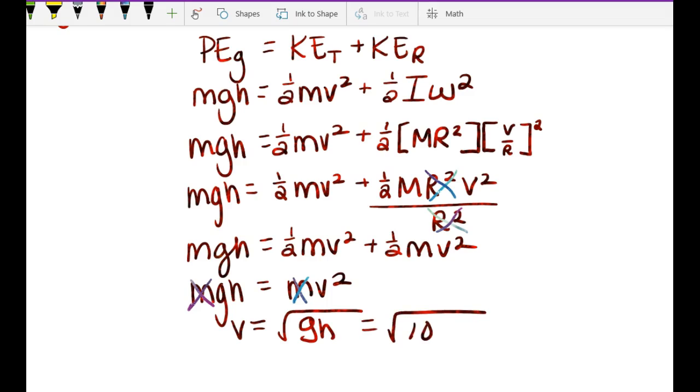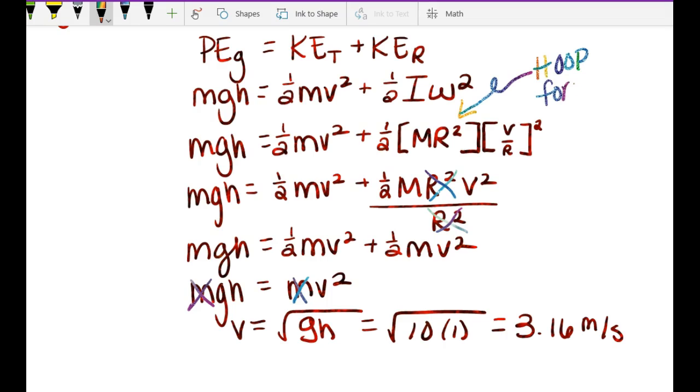Now we have gravity and we have the height, so that's how we're going to solve problems like this every time. It's the easiest thing to plug in, so we want to get it down to the easy formula that we have right in front of us of velocity square root gh. We end up with a speed 3.16 meters per second. So again, just to make sure, the formula for a hoop for inertia is mr squared. That's where that came from, and that's why we plug that in. So discs and spheres and cylinders and all that jazz have different formulas, so make sure that you're comfortable with those.